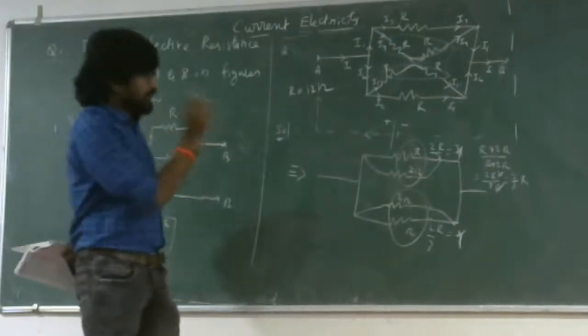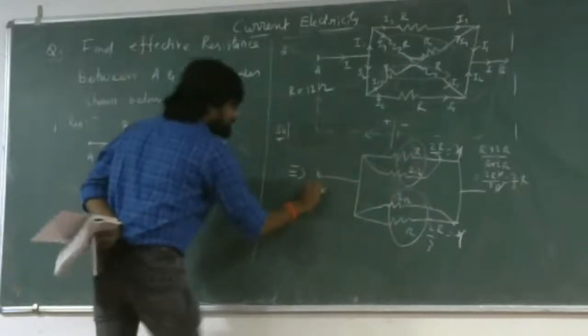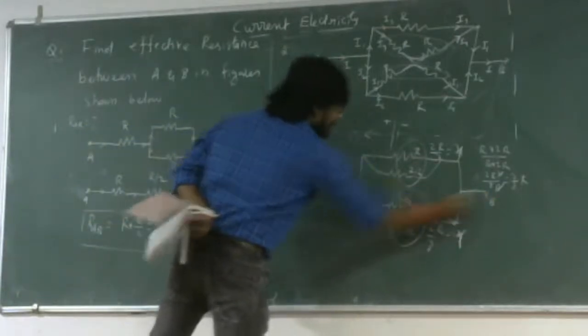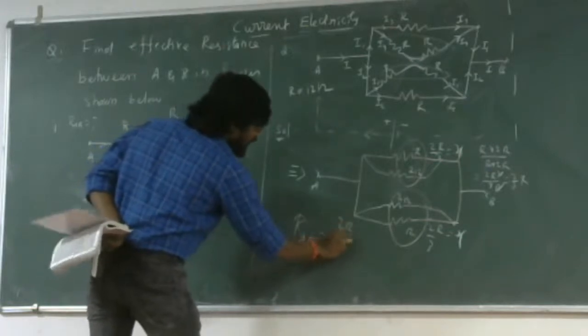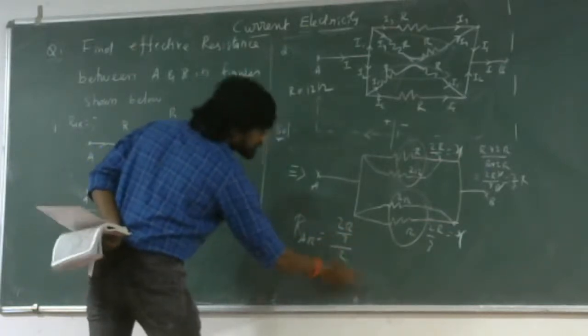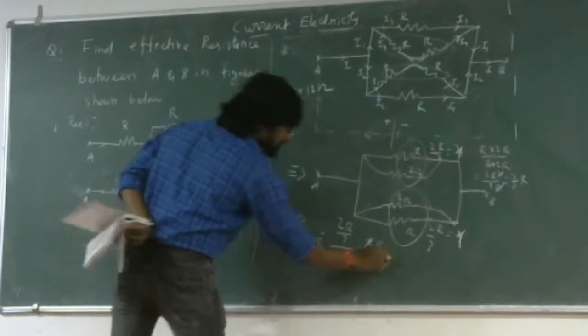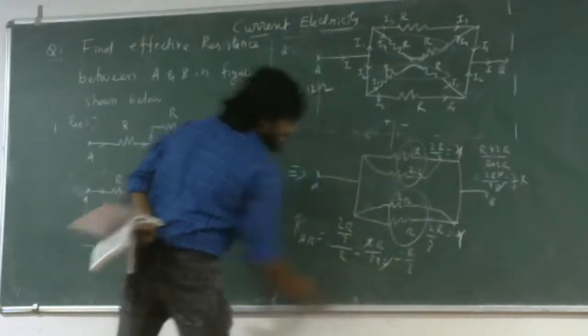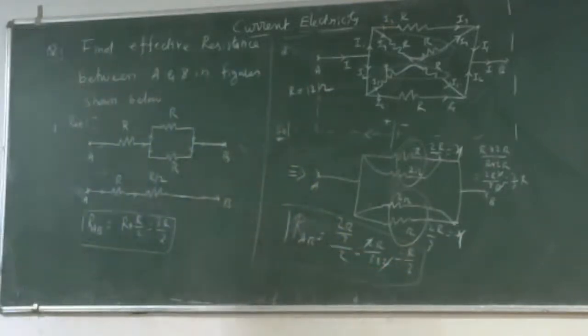But that x is nothing but 2R by 3. So this is A, this is B. RAB is equal to 2R by 3 by 2, that is 2R by 3 into 2. The 2 cancels, and R by 3 is the effective resistance. Is it clear, everyone? So this is how we have to work it out.